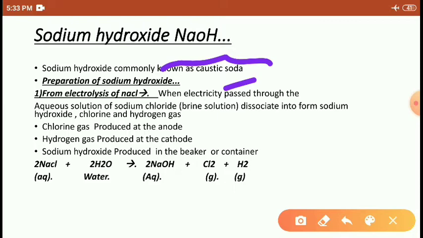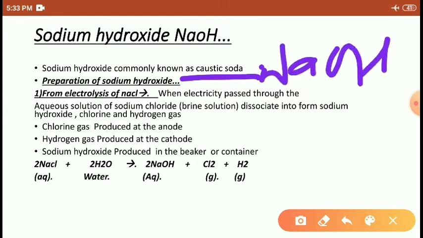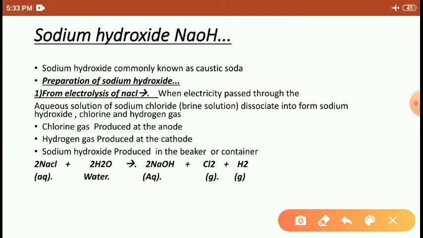Some common names are found based on their availability. Right students? So the common name is caustic soda. Caustic soda means NaOH. Right students? Okay. The preparation of sodium hydroxide.